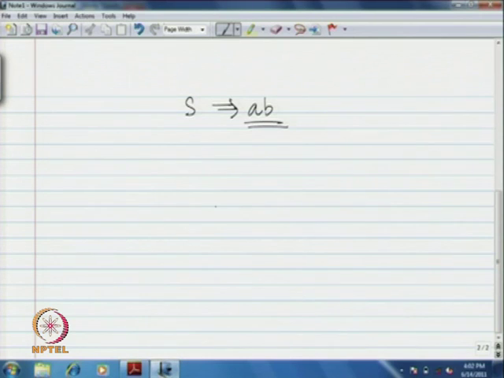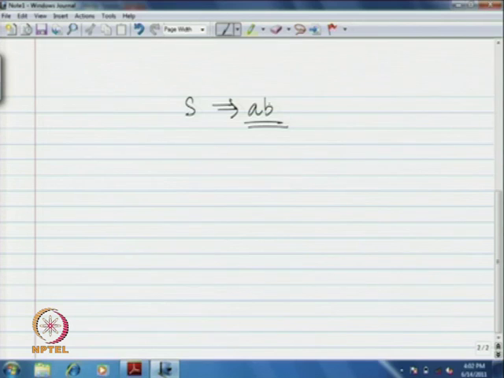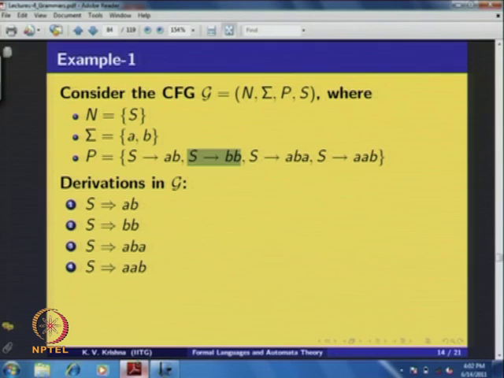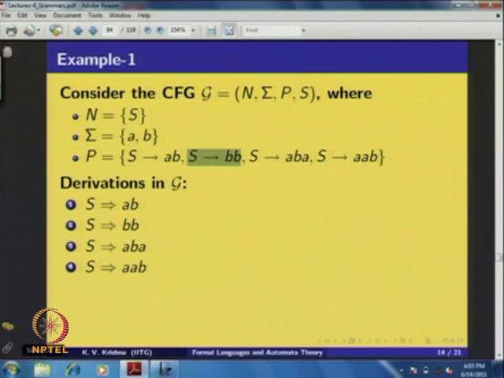If you want a derivation with more than one step, for example, if I consider the second rule S gives BB, you have a similar situation, because on the right side you immediately have a terminal string. Similarly, the third rule or fourth rule, because every rule here essentially is of the form S goes to some x, where x is in sigma star, a terminal string. I do not have the option to continue a derivation further, and thus any derivation in this grammar can have only one step, and in one step you can generate AA or BB, ABA or AAB. There are only four strings that you can derive here.